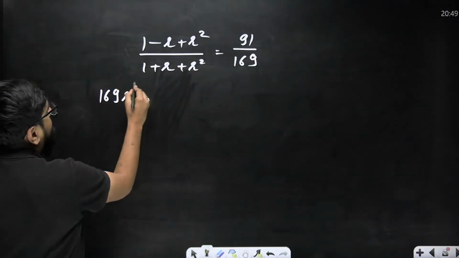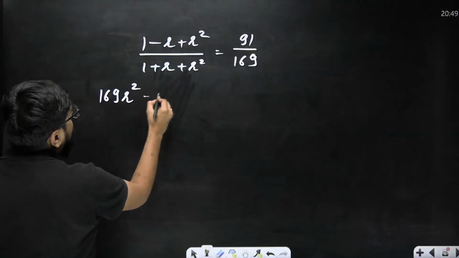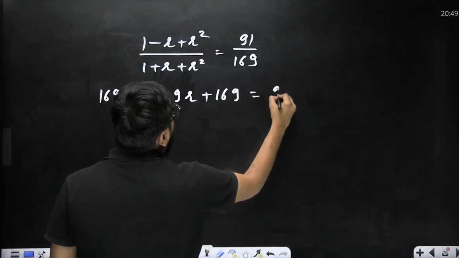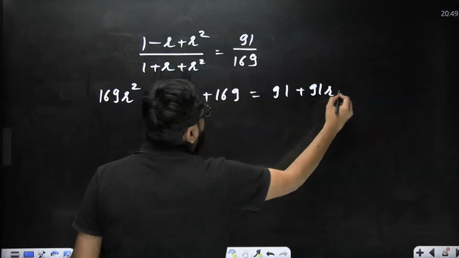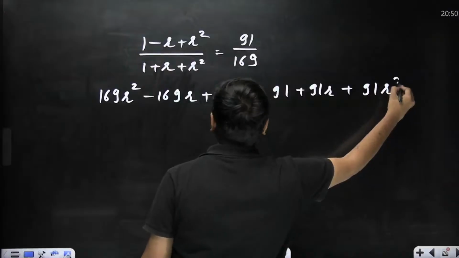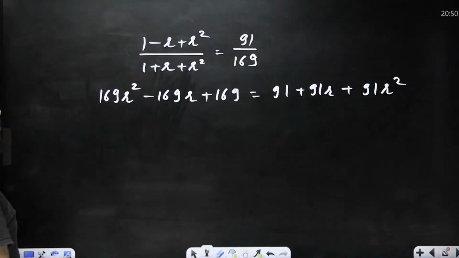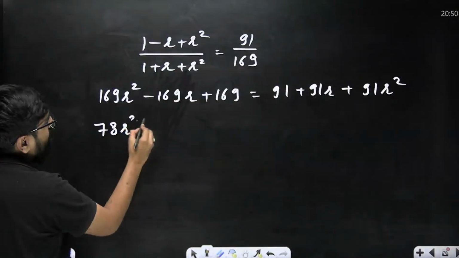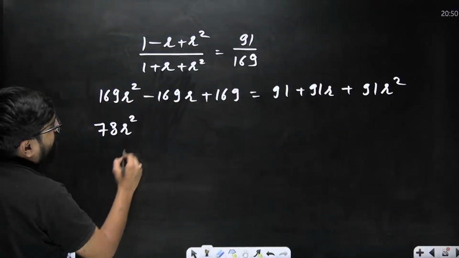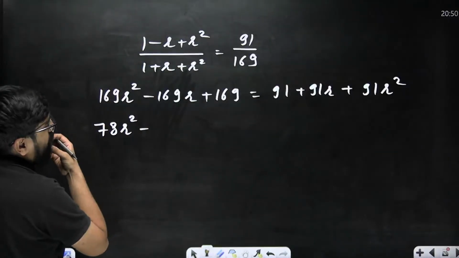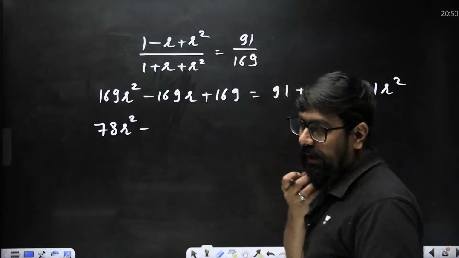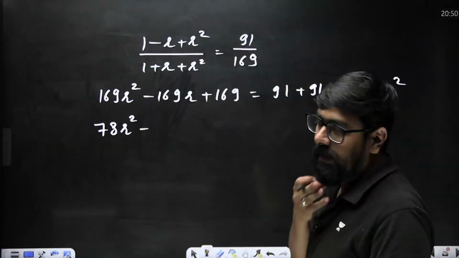169 r square minus 169 r plus 169 is equal to 91 plus 91 r plus 91 r square. Okay. So this will become 78 r square and solve for r. Can you solve for r quickly, please? Solve for r square over here.